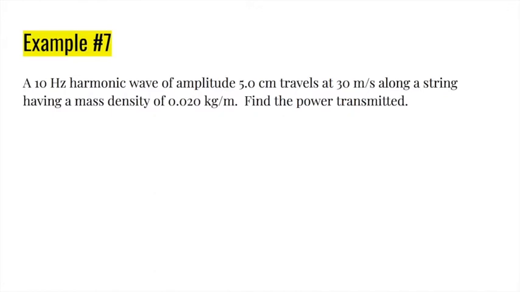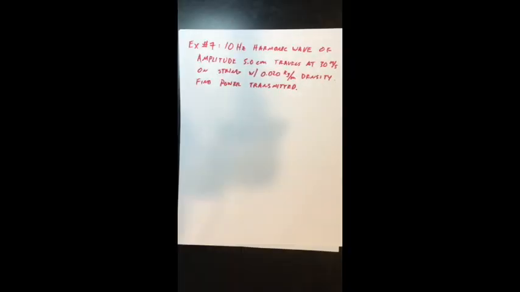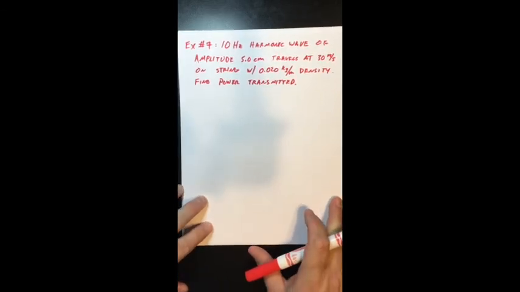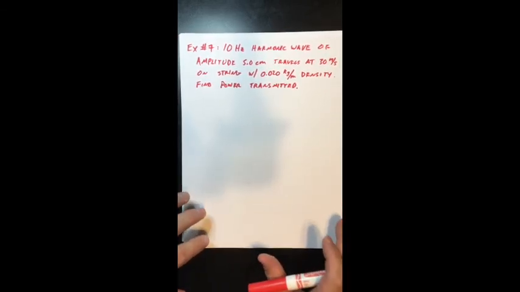So for example number 7, we have a 10 hertz harmonic wave of amplitude 5 centimeters traveling at 30 meters per second along a string having a mass density of 0.02 kilograms per meter, and we'll find the power transmitted. Moving over to the document camera. All right, with example number 7, this is actually a fairly simple example. The formula is not simple, but the working of the problem is pretty simple.